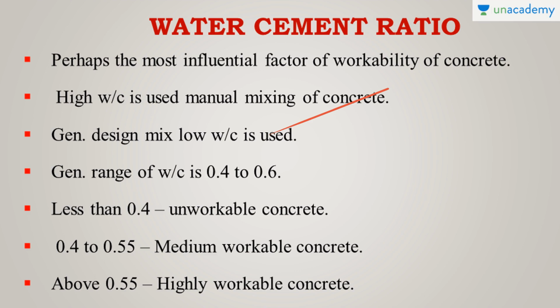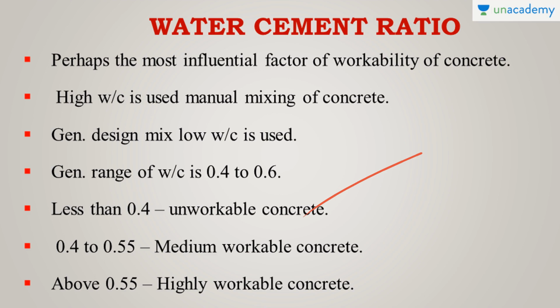So the general range of water cement ratio is 0.4 to 0.6, and the water cement ratio affects the workability of concrete to a very high extent. If the water cement ratio is up to 0.4, that concrete is called unworkable concrete, also known as harsh concrete. It is very difficult to mix, compact, place, and so on.